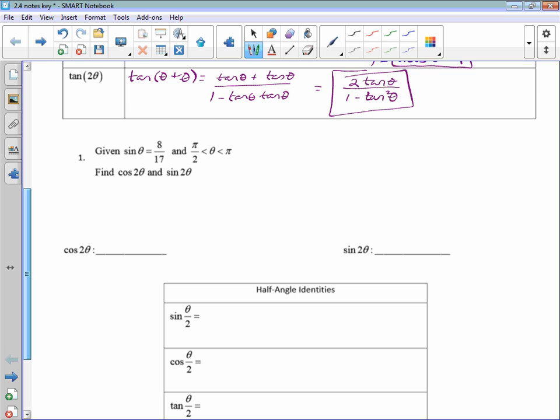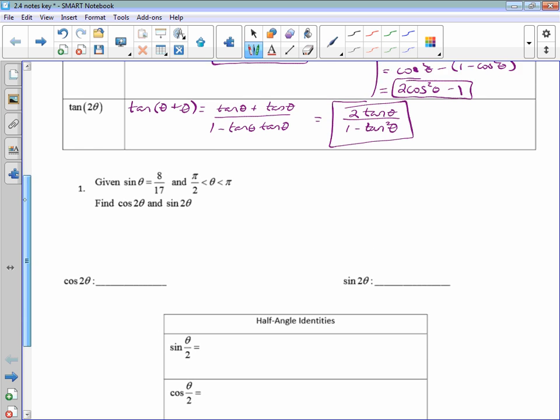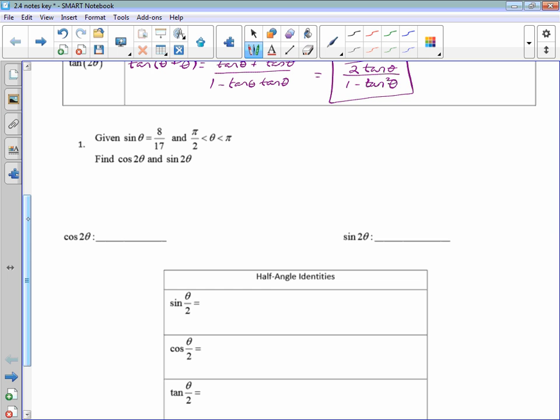So let's look at the examples here. You're given sine of theta equals 8 over 17, and I tell you pi over 2 is less than theta is less than pi. So which quadrant am I drawing my picture in? The second, yes. All right, there's my theta.